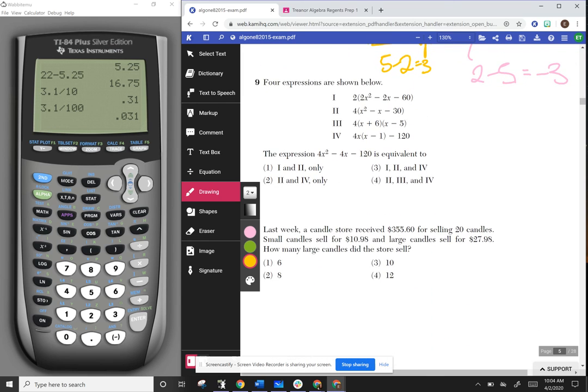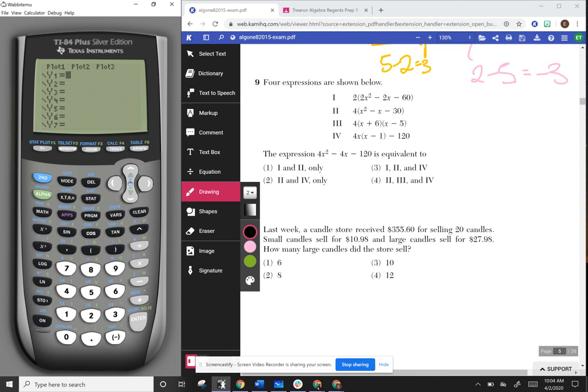Question 9. 4 expressions are shown below. So the expression 4x squared minus 4x minus 120 is equivalent to which ones? Okay, and there's a few ways you can do this. So let's start by the graphing calculator. The graphing calculator is always a great way to do this.